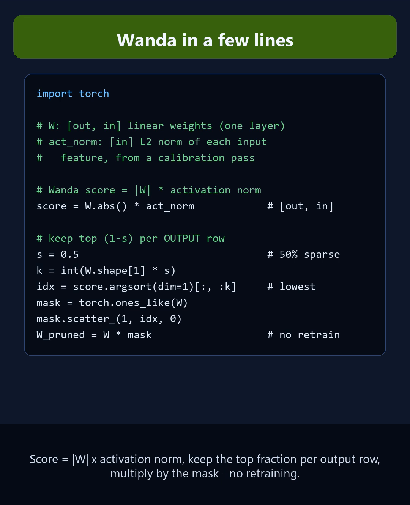In code it is refreshingly small. For each linear layer you collect the input activation norm during a calibration pass, form the score as the absolute weight times that norm, and build a mask that keeps the top fraction per output row. Multiply the weights by the mask and you are done. The open source Wanda repo from Carnegie Mellon does exactly this in a few dozen lines.